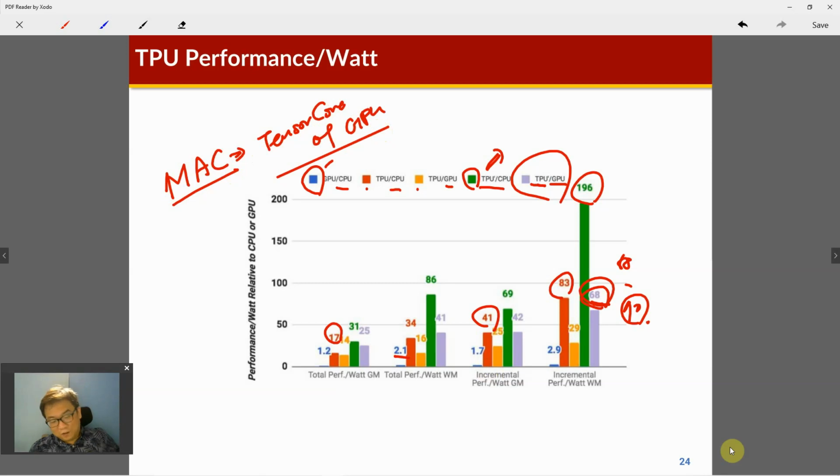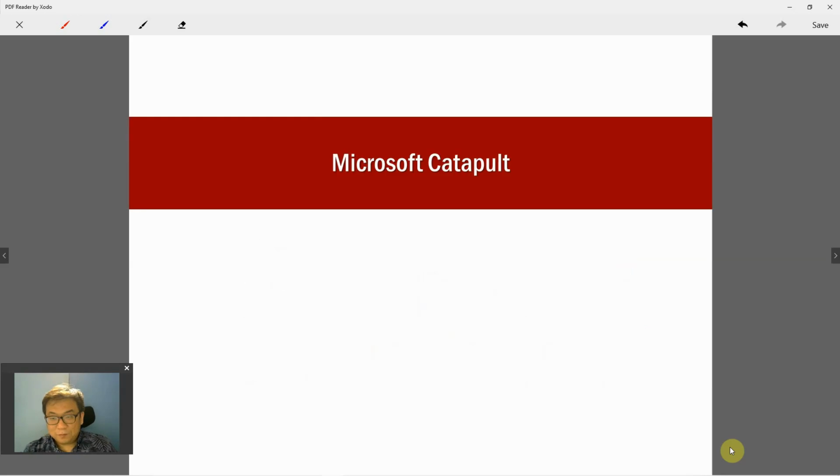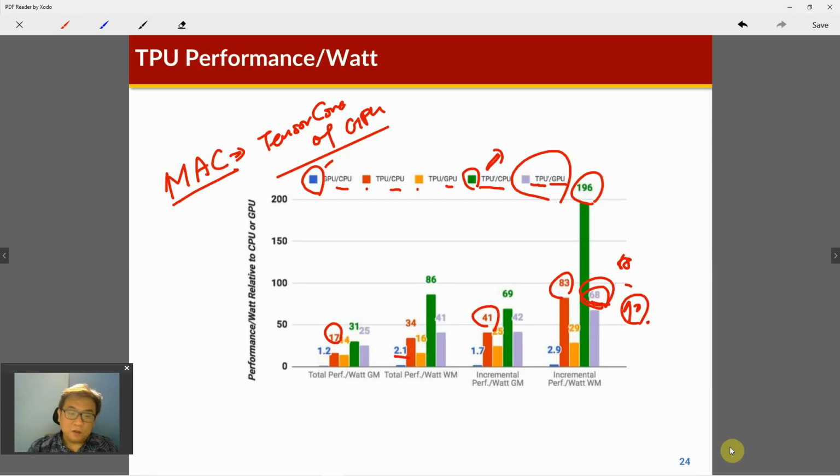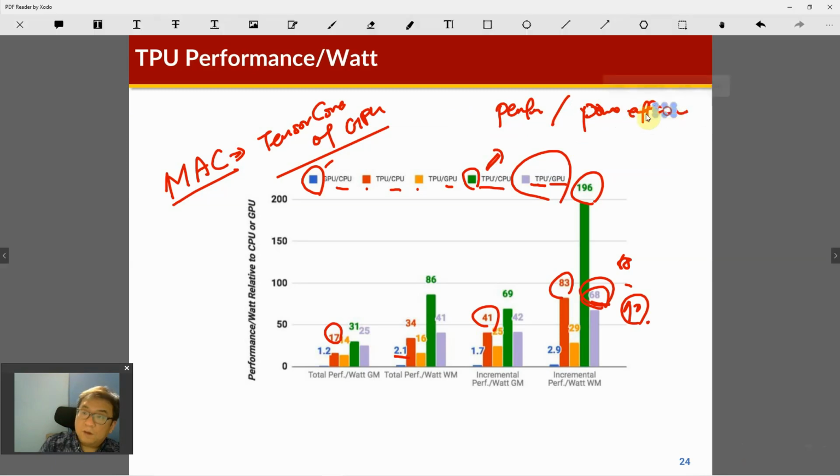The recent, modern GPU architecture has Tensor cores. So the modern GPU architecture is good for machine learning or neural network applications. So what is the advantage of a TPU? It's the performance and also power efficiency. Performance per watt is also an important metric for server processors.